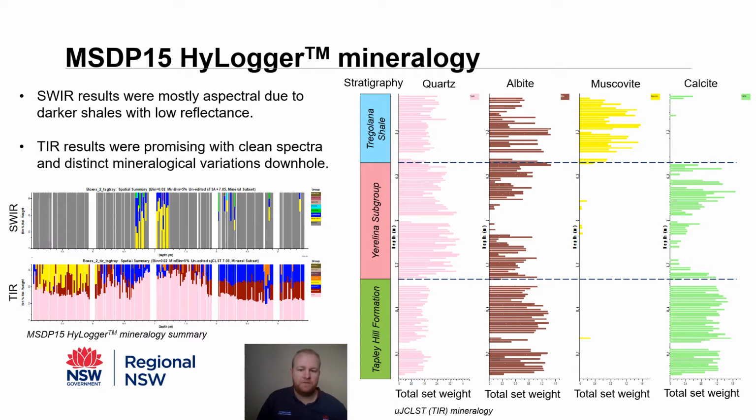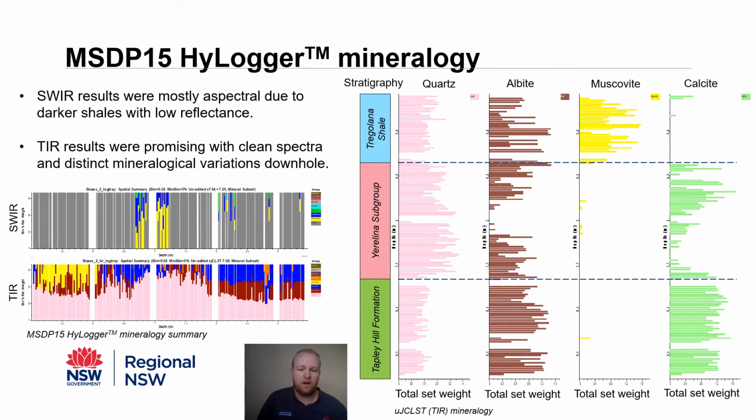The small patch of yellow and blue is a lighter sandstone unit which shows up with white mica and carbonate. The thermal infrared is unaffected by colour and displays distinctive mineralogical changes downhole. The colours in the plot represent different mineral groups. We can see pink quartz, yellow-white mica, blue carbonate and brown plagioclase.